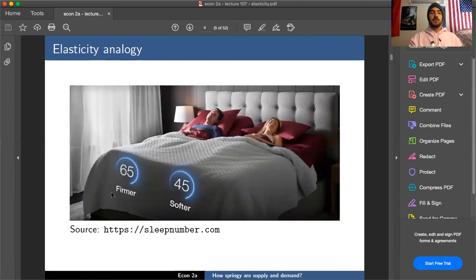this is another analogy the professor likes to include in class that makes it easier for some people to understand. The Sleep Number mattress, the husband and wife sharing it. The husband has his set to a firmer setting. The wife has hers set to a softer setting. So how responsive they are to a change in the firmness or softness of the mattress, as evidenced by how well they sleep, would be a good way to talk about elasticity in that context.